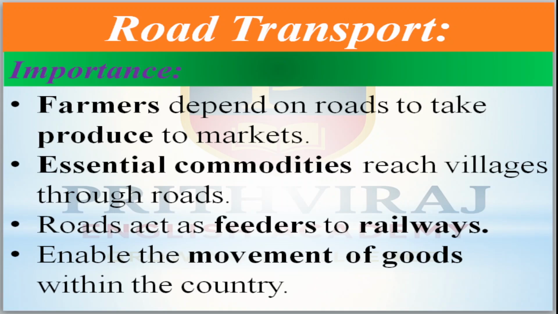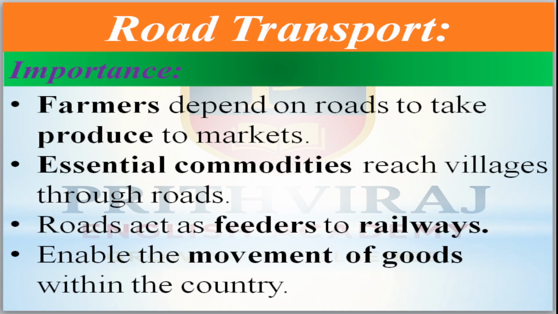Farmers depend on roads to take produce to the markets, and essential commodities reach the villages through roads. Roads act as feeders to the railways. Railways have connectivity with roads, and roads play the vital role in carrying goods and services to the railways.